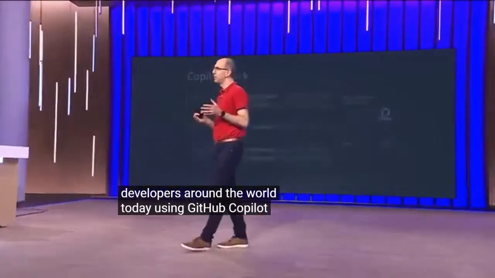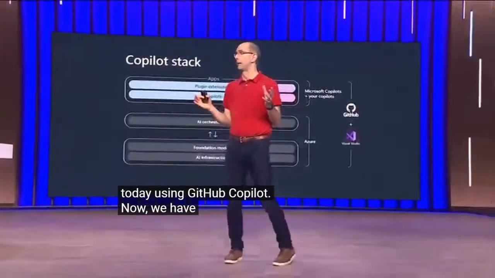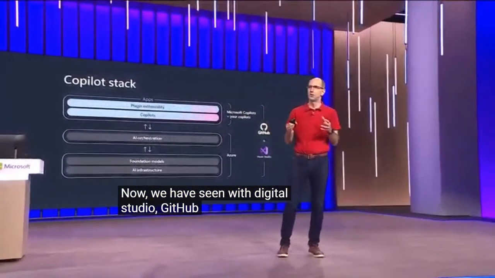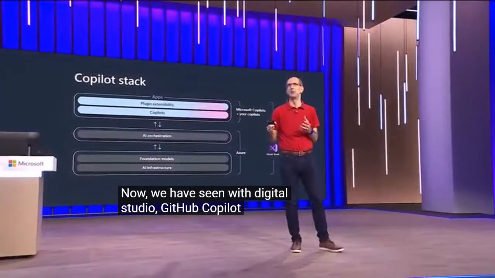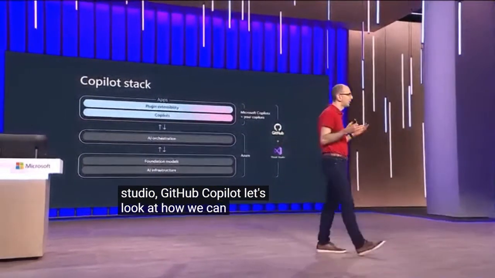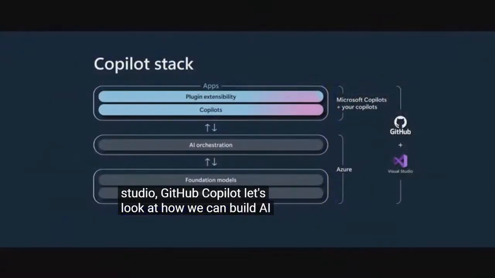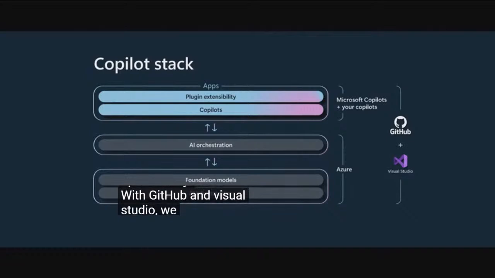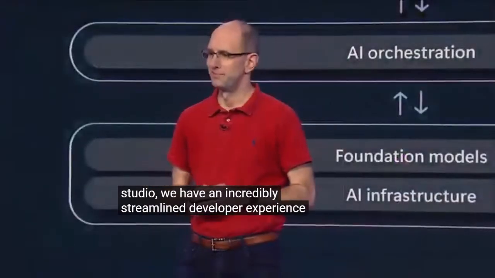Now, we've seen GitHub Copilot and Visual Studio in action. Let's now look at how we can use these incredibly powerful tools to start building AI plugins. And as you heard from Satya and Kevin, we're embracing an open plugin standard that provides plugin interoperability across ChatGPT and all of the Microsoft Copilot offerings. And with GitHub and Visual Studio, we have an incredibly streamlined developer experience for building these AI plugins. Let's watch a demo that shows all this off.